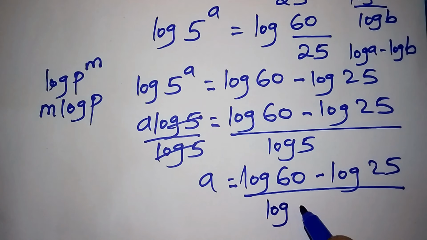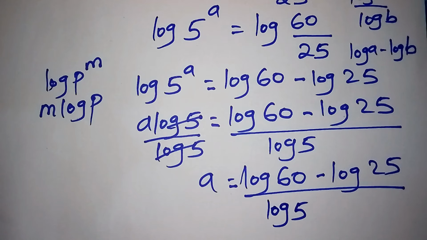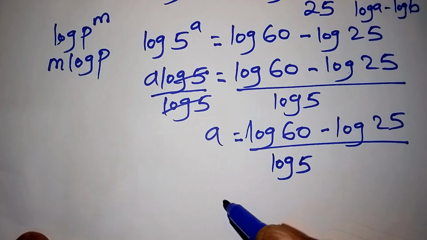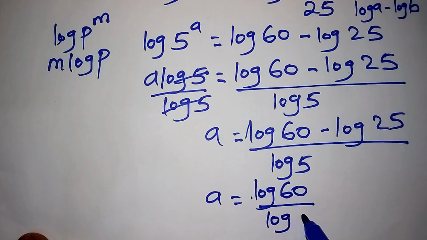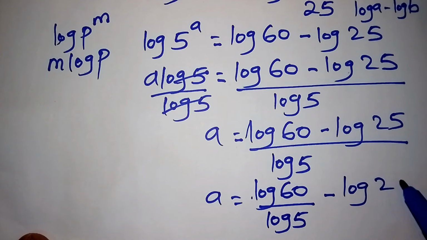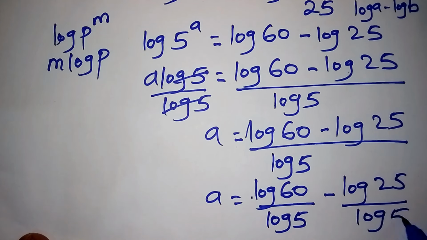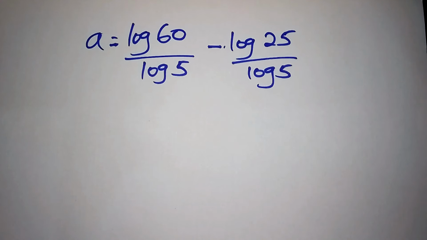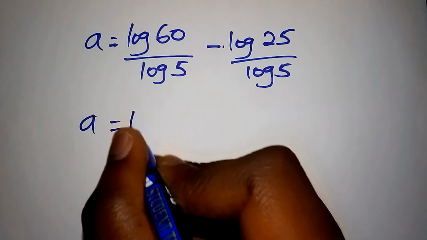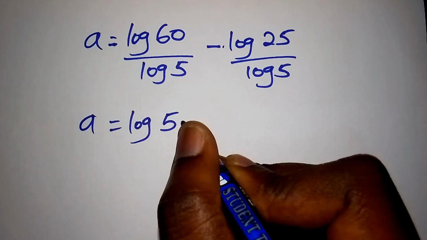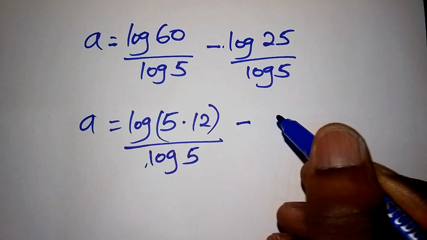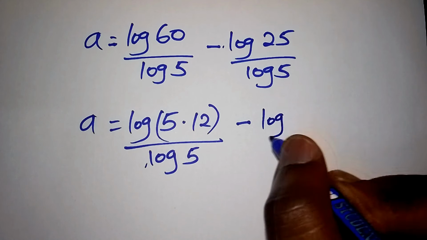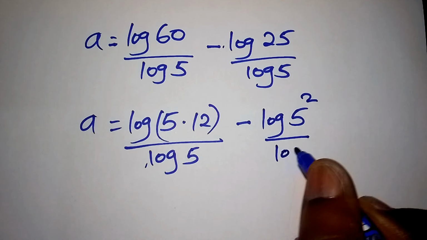Now we shall split it by dividing both terms by the log of 5. So our value for a is equal to the log of 60 all over the log of 5, minus the log of 25 all over the log of 5. When you factorize this part, the log of 60 can also be written as the log of 5 multiplied by 12, all over the log of 5, then minus the log of 25, which can also be written as the log of 5 to the power of 2, all over the log of 5.